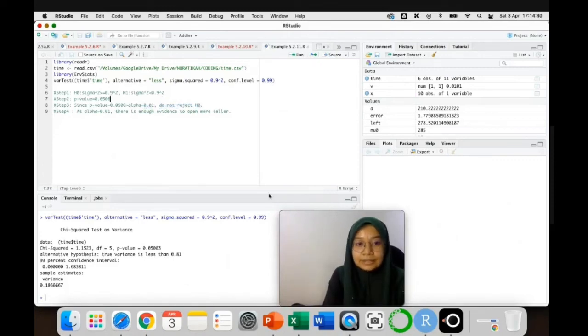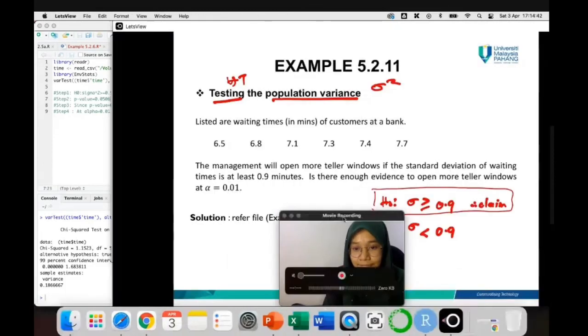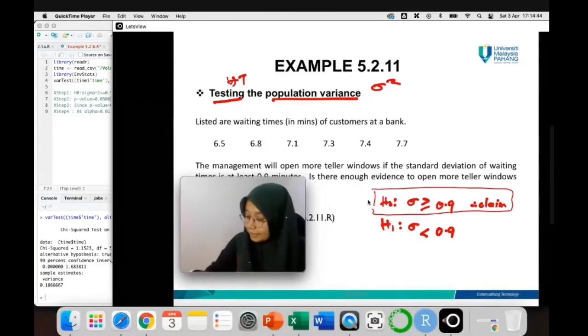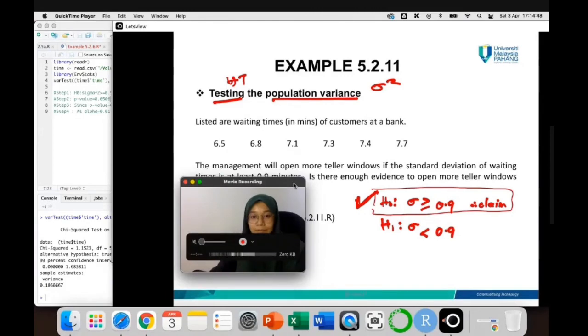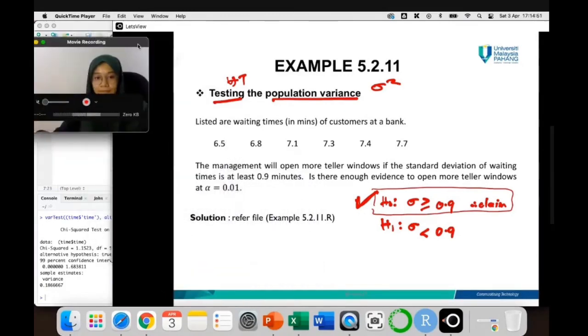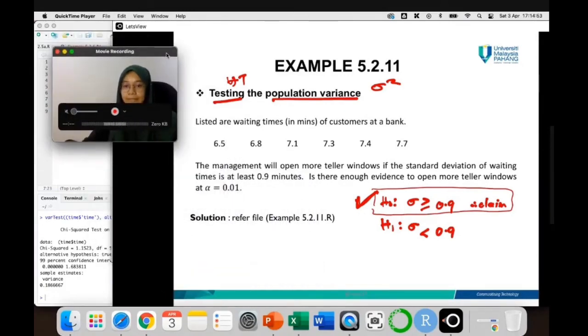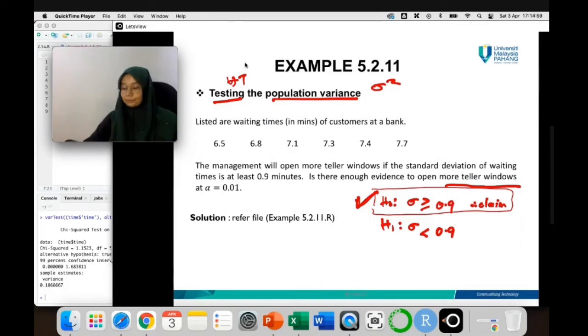So sekarang ni dia kata do not reject H null. Tak reject pun H null ni. Kita accept this H null. What will be your conclusion? So our conclusion at alpha 0.01, dia akan open more teller windows. The management will open more teller windows. So betul lah dia punya claim ni.